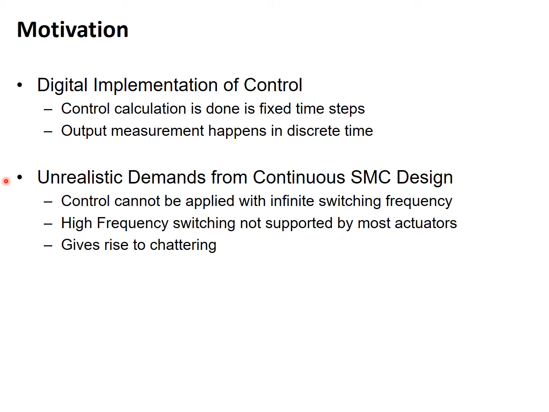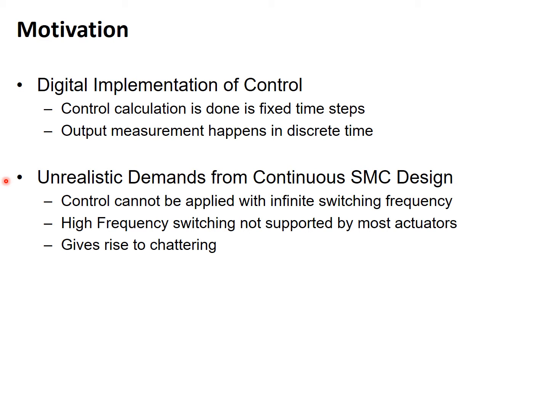Next, what happened? What was the problem with continuous SMC design? Supposing that we have an entire continuous environment, sensor measurement is also happening continuously, and controller updation can also happen continuously. But the unrealistic demand of continuous SMC was that, if you think about the classical one, actually the discrete time sliding mode control originated while the classical sliding mode control theory was developing. It did not come after the higher order sliding mode control.